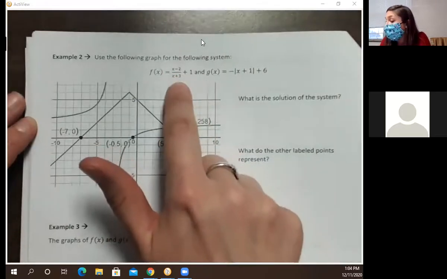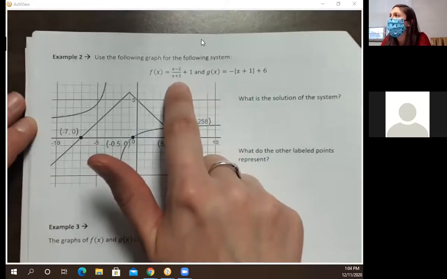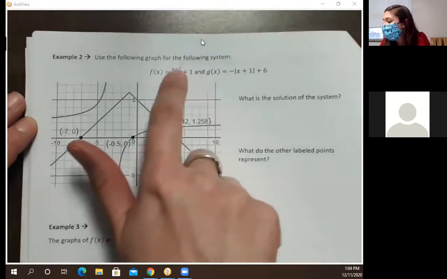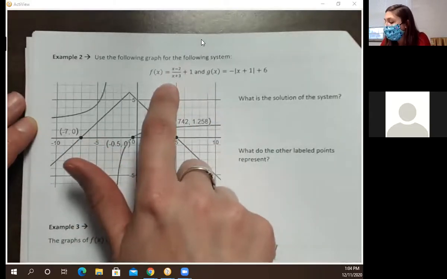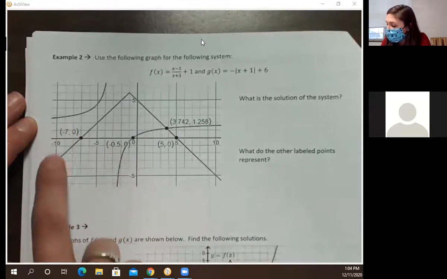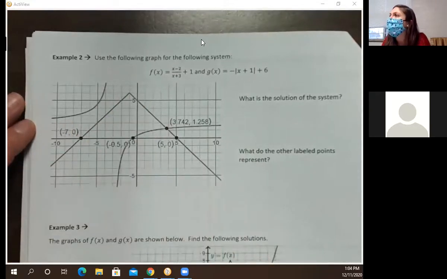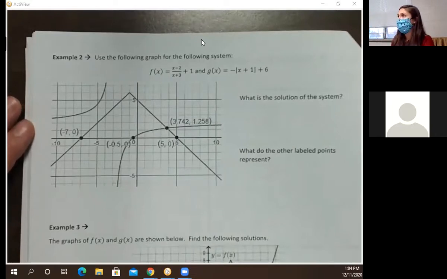This is a rational function. We'll talk about those in algebra 2. I don't think you guys would have had any reason to have seen this before now. But there's a rational function and an absolute value function that I have for my system. Not lines, but it's still multiple functions that I'm considering. So that's still a system of equations. I still can solve it using the graph the same way that we solved our linear systems using the graph.